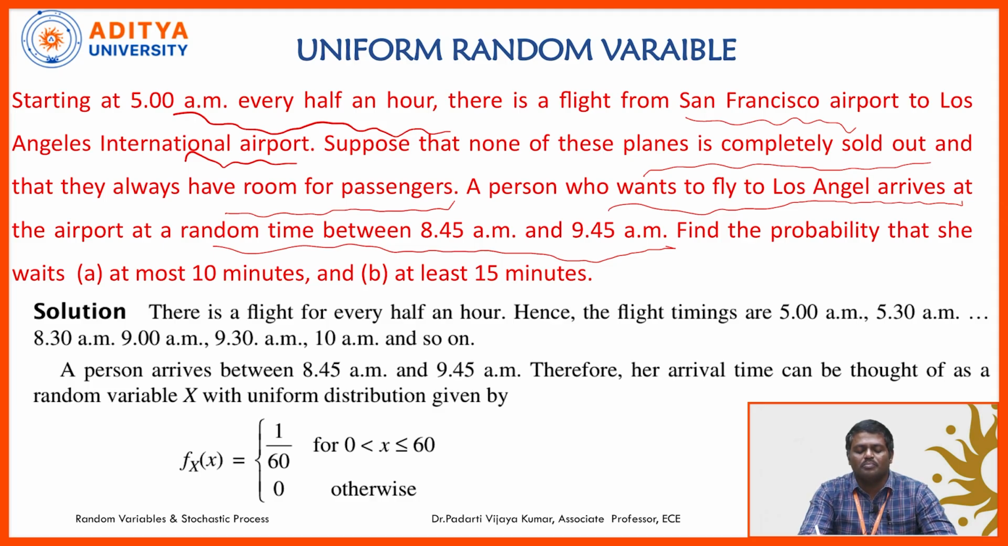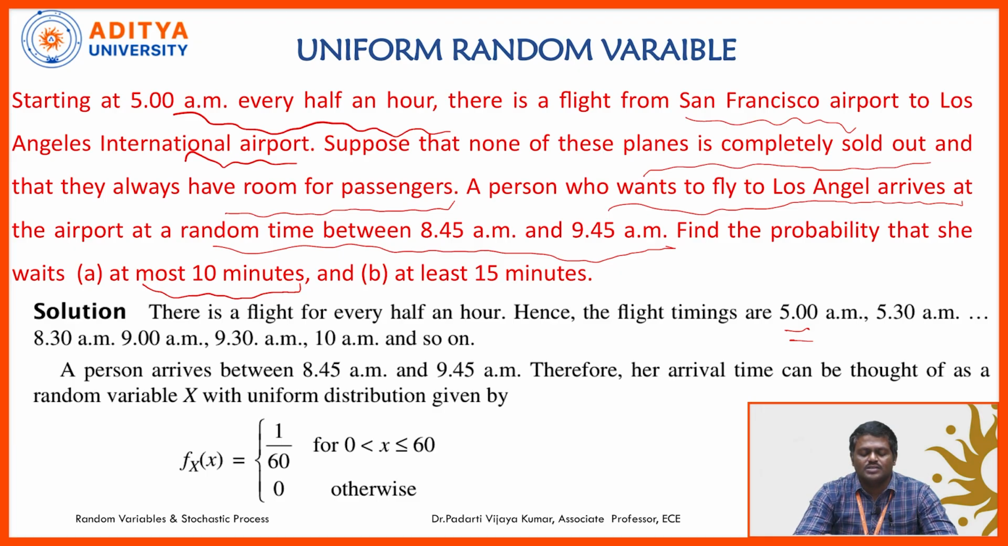Now we need to compute the probability he or she waits at most 10 minutes. At most 10 minutes, that means maximum 10 minutes. So for every half an hour there is a flight. The flights start from 5 o'clock, 5:30, and it goes on to 9:30, 10, like that the flights will be arriving for every half an hour. For every half an hour we can catch a flight between San Francisco and Los Angeles.